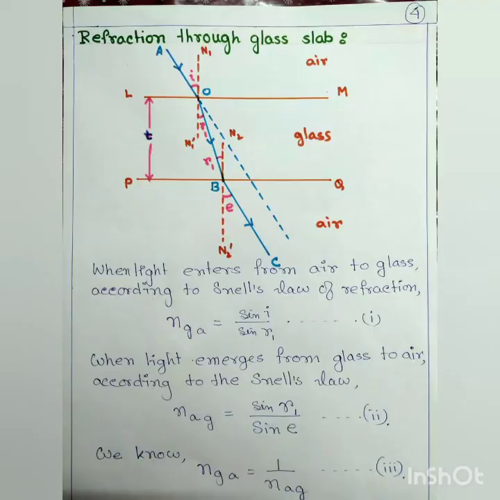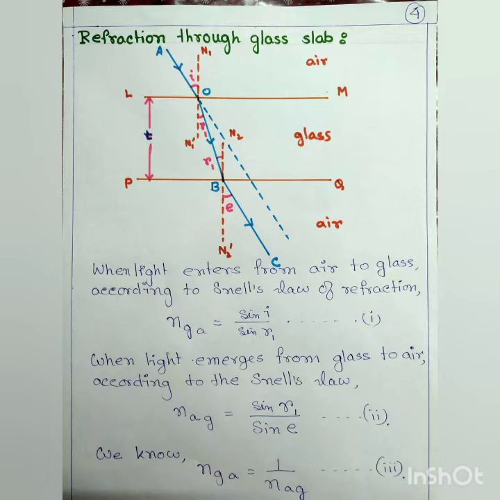Next we will discuss refraction through a glass slab. Here we will consider a rectangular glass slab with thickness T. Here the first medium is air. Light travels from air and enters the medium glass at the point O. Traveling through the glass slab, from point B it emerges again into air. That means light is traveling from air to glass, then again through air.